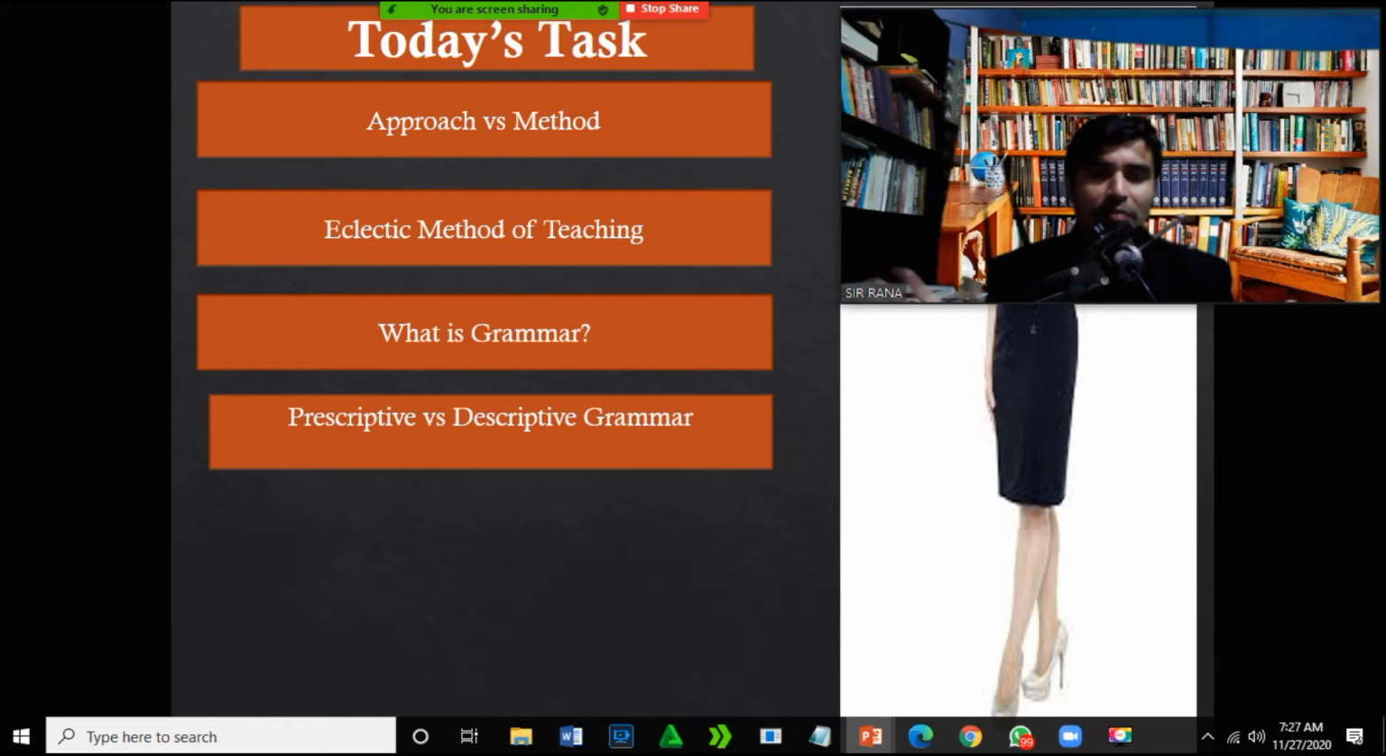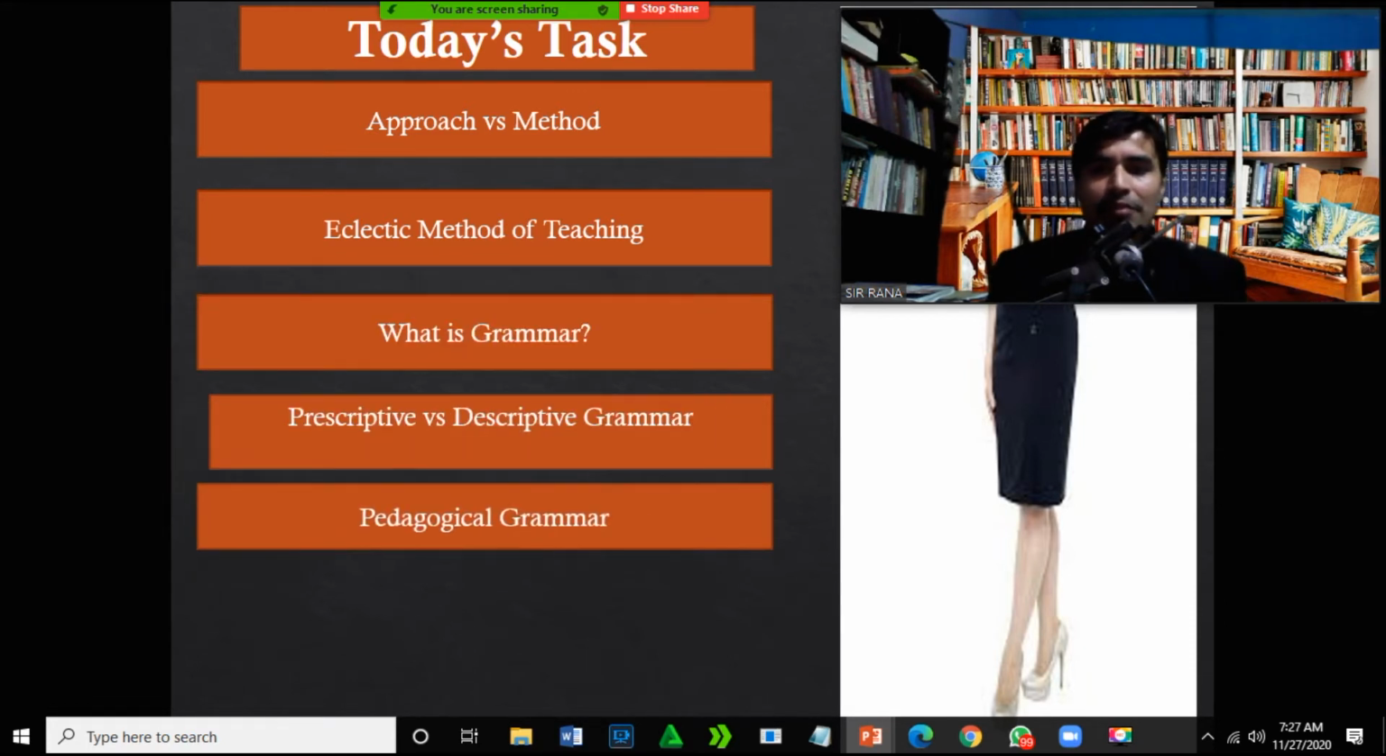So a linguistic approach is to describe language, not impose rules. Descriptive is just about describing language, how people use language. Then we'll be discussing pedagogical grammar. What are the techniques to convey ideas of grammar? How do you teach language in the classroom? It is known as pedagogical grammar.